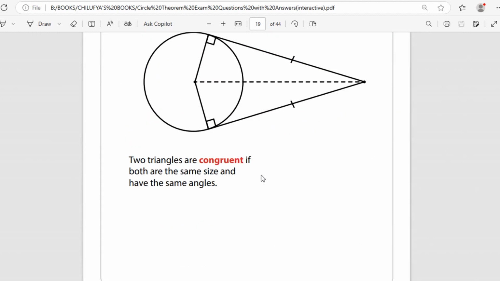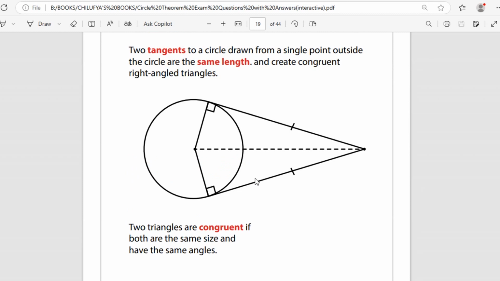So let us read the other point here. It says that two triangles are congruent if both are the same size and have the same angles. So this is exactly what I'm just pointing out. Two triangles are congruent if both are the same size and have the same angles, and that's what this theorem states. When two tangents to a circle are drawn from a single point outside the circle, that will mean that they have the same length.